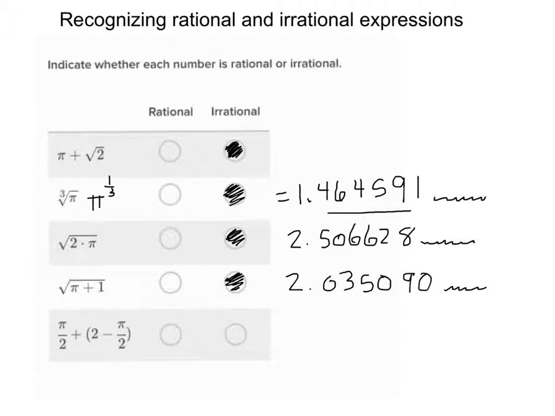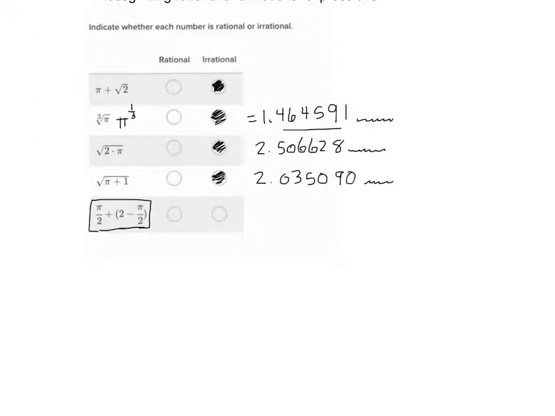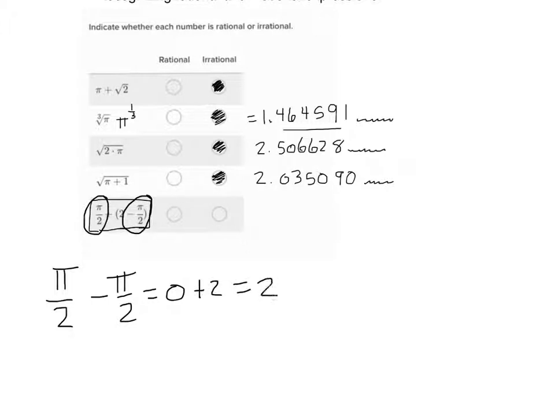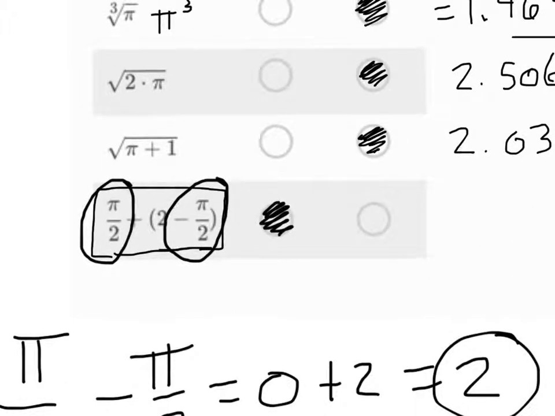Now, look at this one. This is a good one. Okay. At first glance, it looks irrational, right? But let's keep studying it. So what is pi over 2 minus pi over 2? Because I have a pi over 2 here, and I have a negative pi over 2 there, and that gives me 0, right? And then if I just add the 2 that's there, 0 plus 2 is 2. So is 2 rational? It sure is, so this is a rational. So even though there is a pi involved in that one, it's still rational, because when I evaluate it, I get a rational number, which was 2.